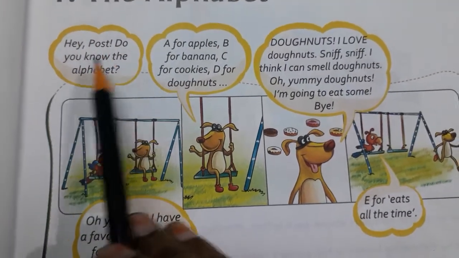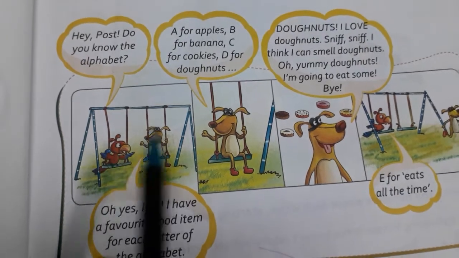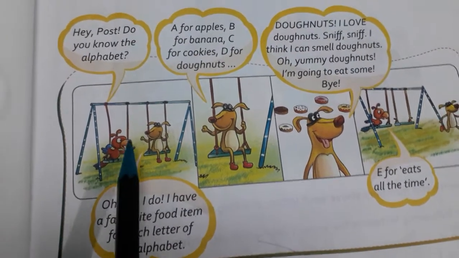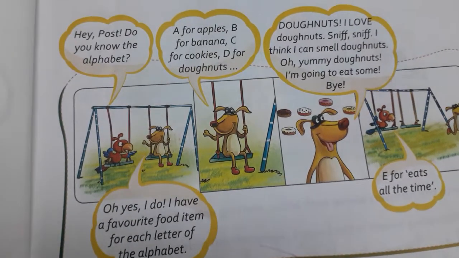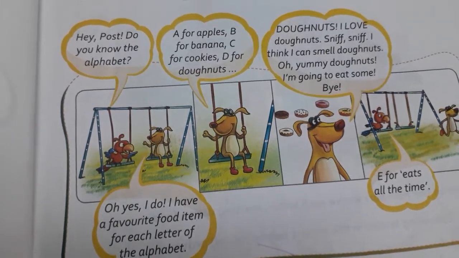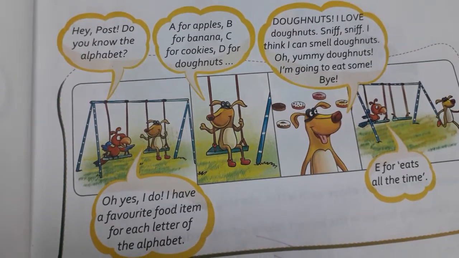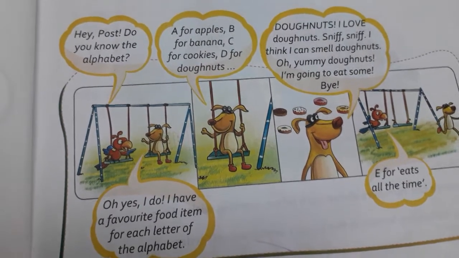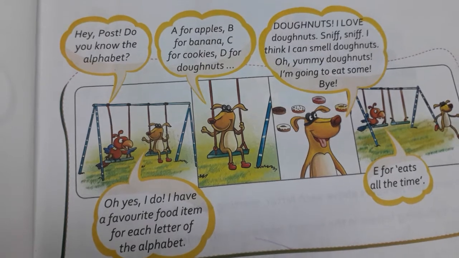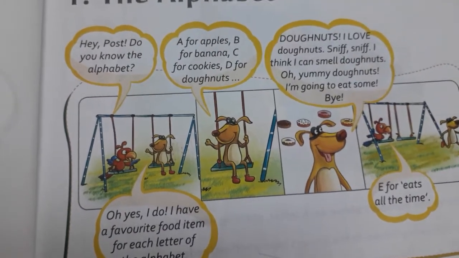Hey Post, do you know the alphabet? Here Mac is the parrot. The parrot is asking the dog Post. What is Mac asking? Hey Post, do you know the alphabet? And all students, do you know what the alphabet is? Very good. You all know the alphabet. Alphabet means A to Z letters. A, B, C, D, E, F up to Z we have. So those are called the alphabet.